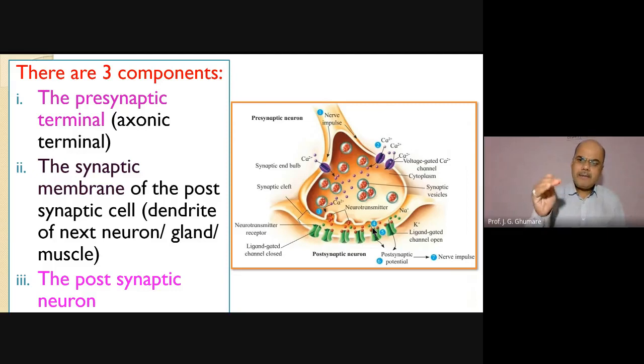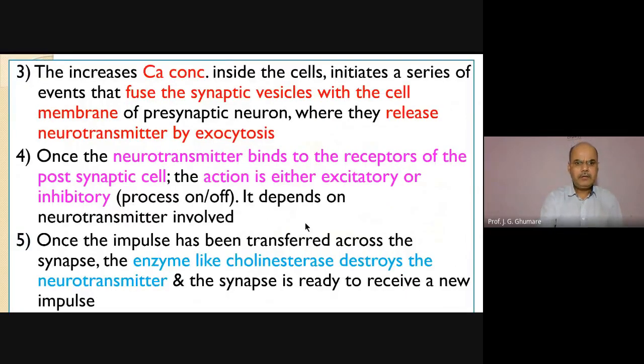Remember, until this gap is filled, impulse will not travel from one neuron to another neuron. So ideally to say, if this gap is empty, no impulse will travel. Once this gap is filled, impulse will travel from one neuron to another neuron. Same I am telling you, the fusion will take place and release of neurotransmitter will take place by exocytosis.